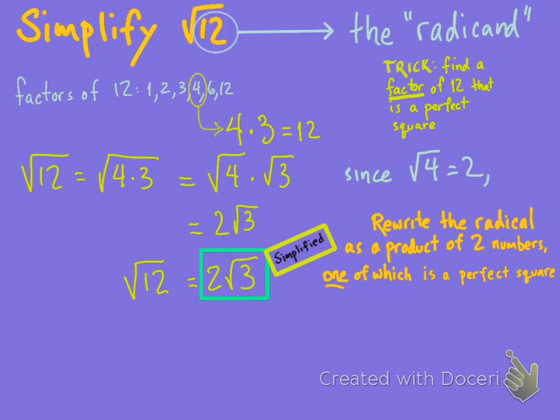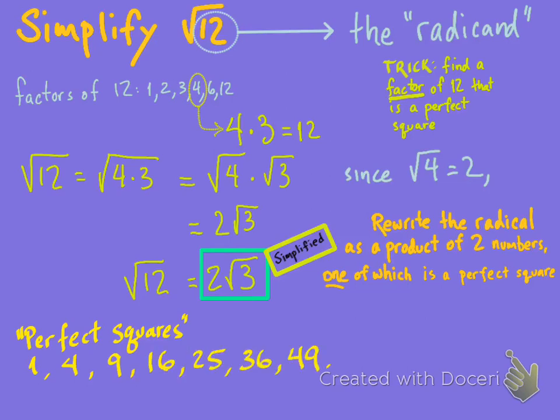All right, just in case you're not sure, perfect squares are numbers like this. They're like 1, 4, 9, 16, 25. Any number times itself gives you a number that is a perfect square. So 6 times 6 is 36, 7 times 7 is 49, 81, 100. You can keep going. So you're trying to rewrite the radicand as a product of two numbers, one of which comes from that list of perfect squares.